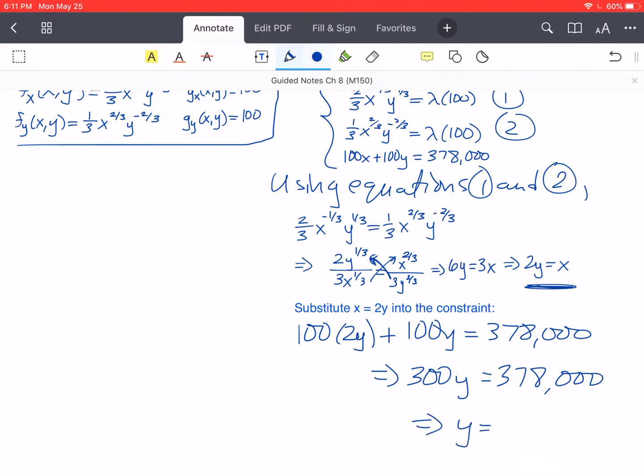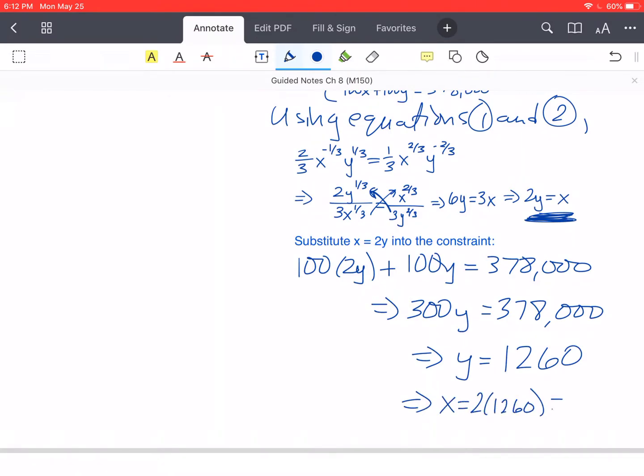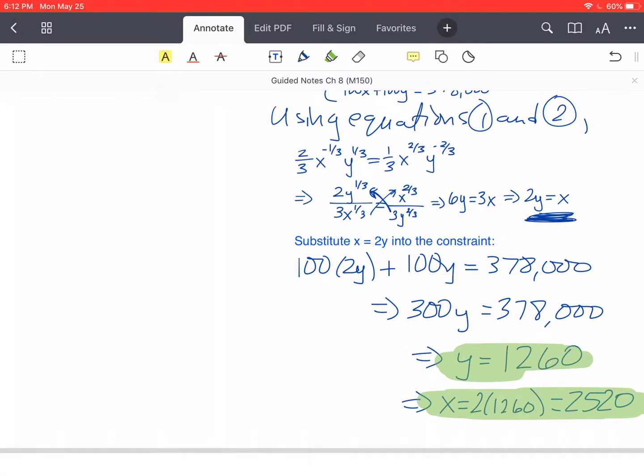So we get y equals 1,260. And remember, x is equal to 2y, so that gives us x equals 2 times 1260, which is 2520. Alright, so we got our y value, we got our x value. So this is a point of potential optimization.